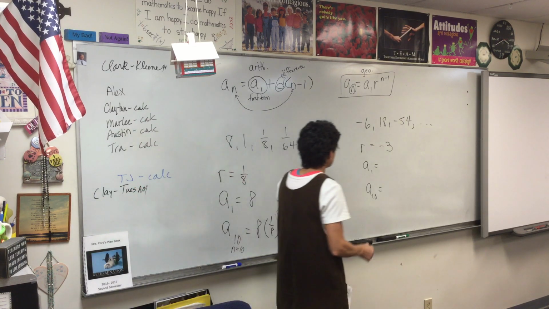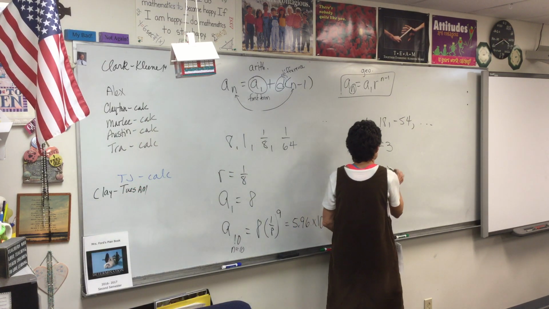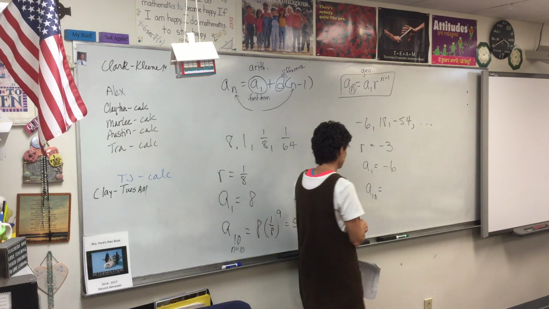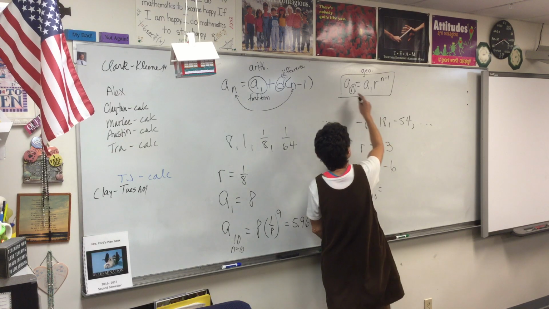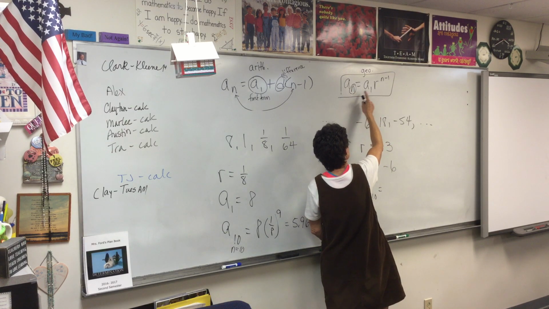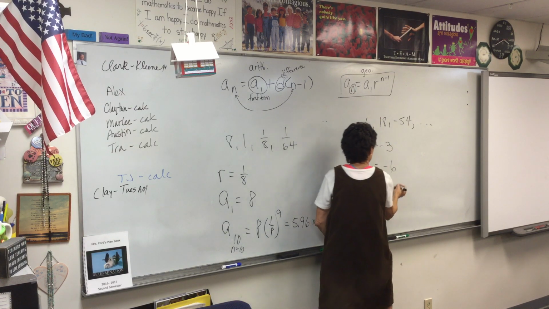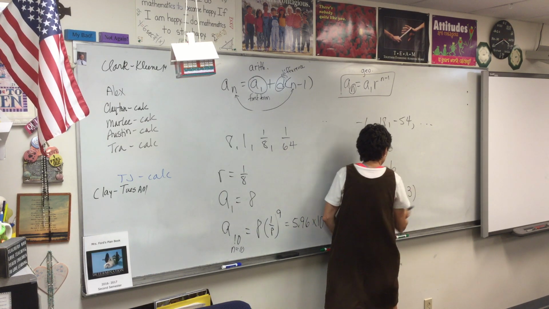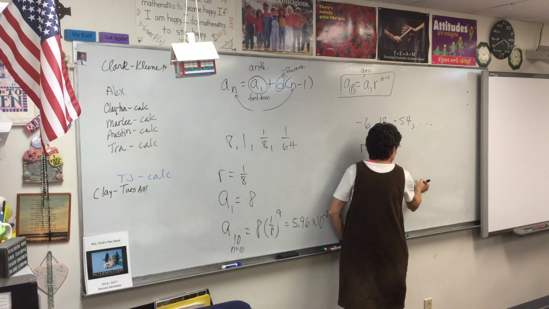Alright. Kian, what's a sub 1? Negative 6. So my formula tells me to find a sub 10, I'm going to take the first term times the common ratio to the 10 minus first power.